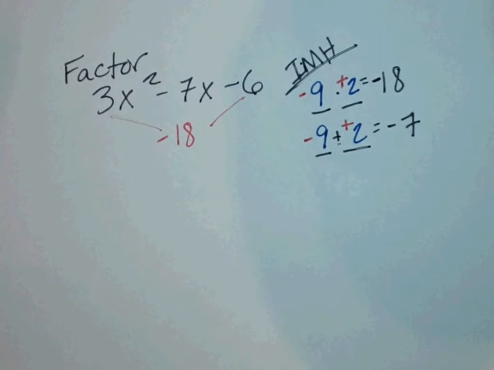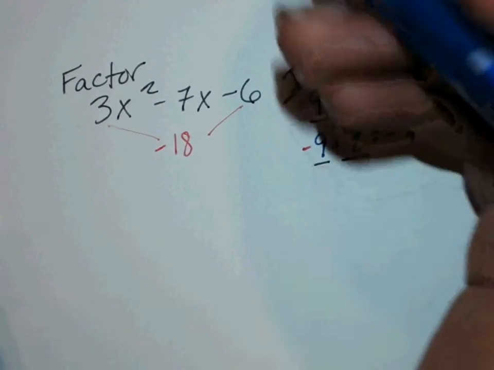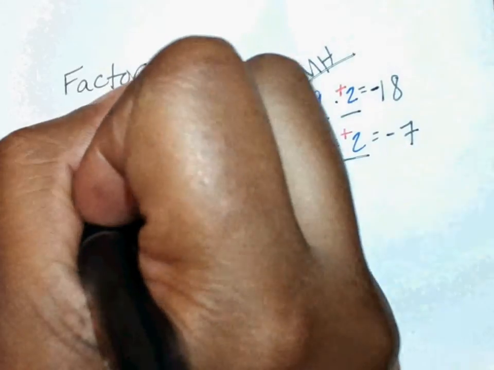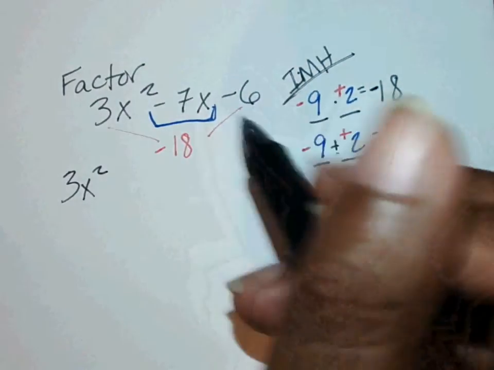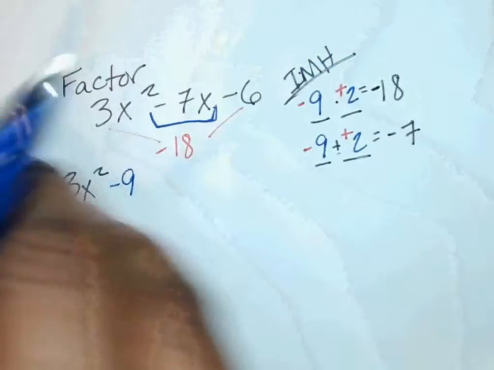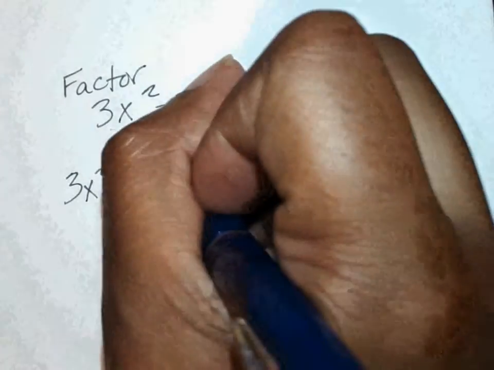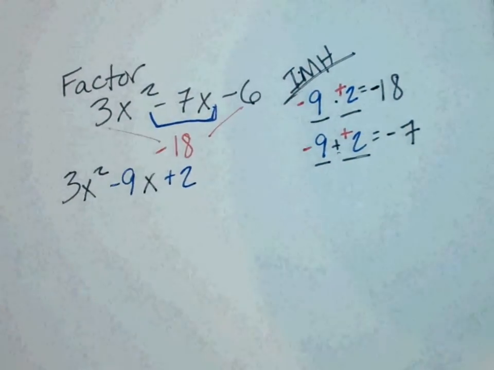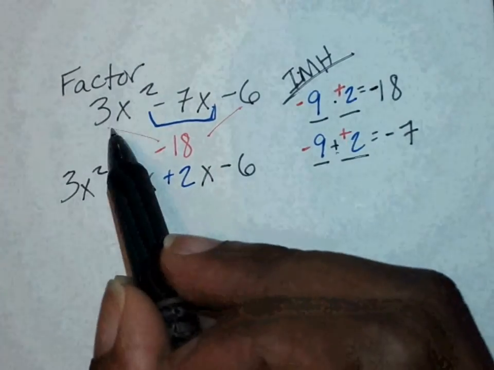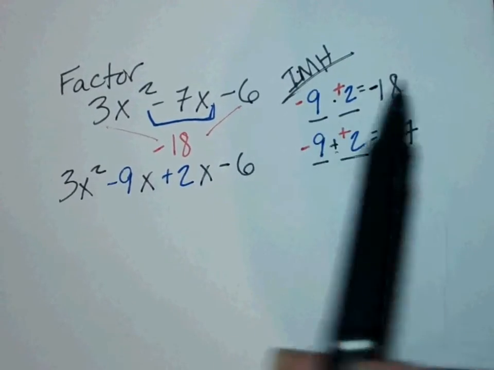I found my numbers. Alright, so since I found my numbers, now all I have to do is rewrite that middle term. So that 3x squared stays the same. But the negative 7x turns into negative 9x and a positive 2x. And I still have a minus 6 right there. I did not change my first term. I did not change my last term. I just changed my middle term into a term using those two numbers.